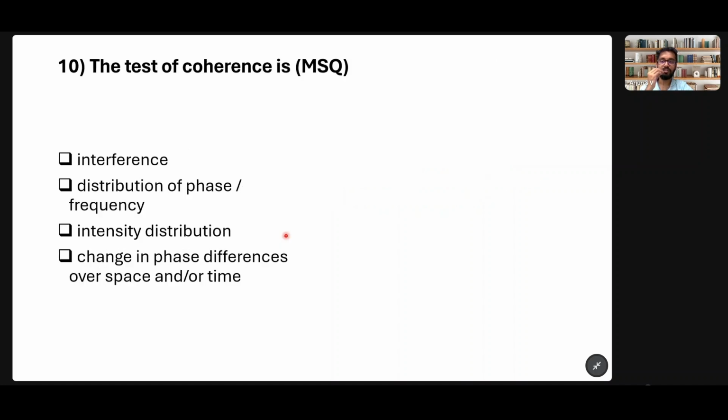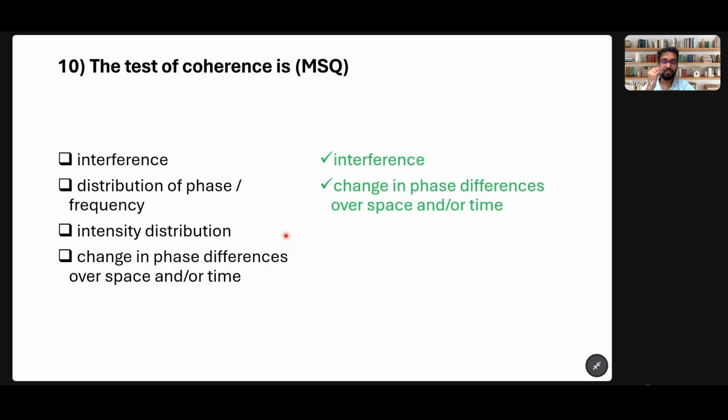And the last question is, what is the test of coherence? So the test of coherence is interference as well as change in phase differences over space or time. So if there's no phase difference over space or time, then it means that it's coherent. And if it is interfering, constructively interfering, and all the destructive interferences are cancelled out, then it means that the laser beams are coherent.